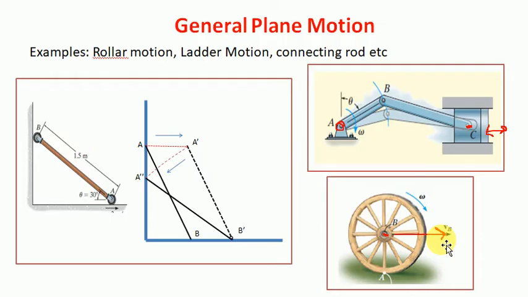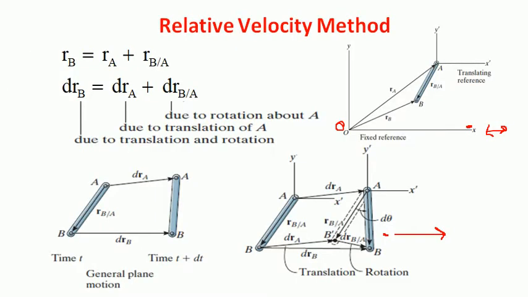So it will be undergoing translation as well as rotation. Now, as in the case of pure translation and pure rotation, we have certain laws to find out the velocity of each particle at a certain time. So in the case of pure translation, we observed that the velocity of every particle at any time is the same. That means Vb is equal to Va.